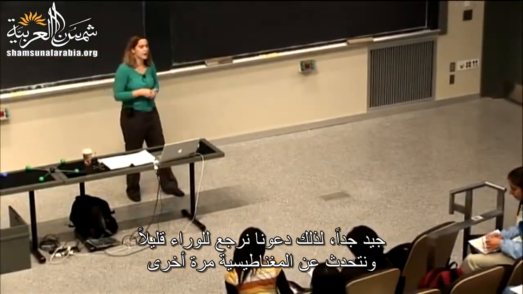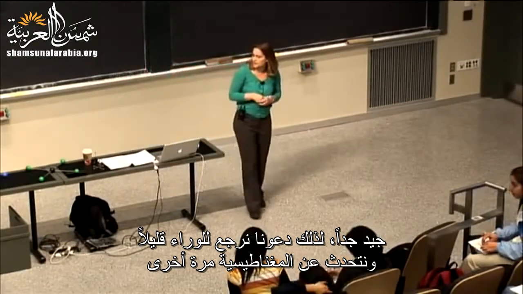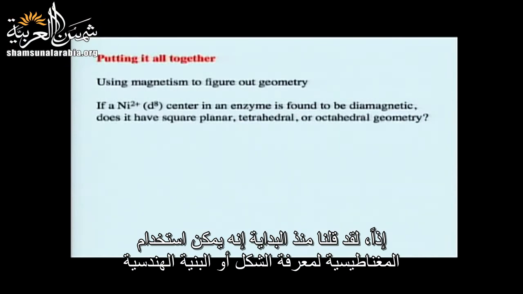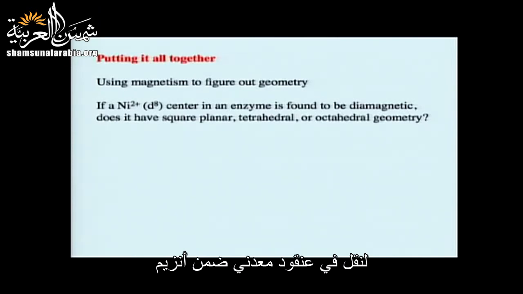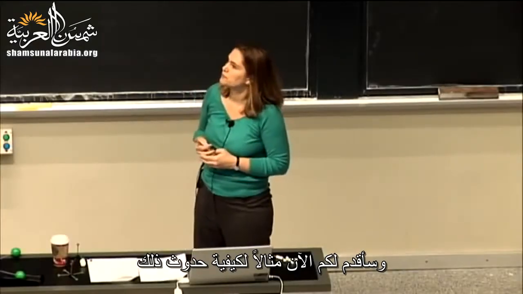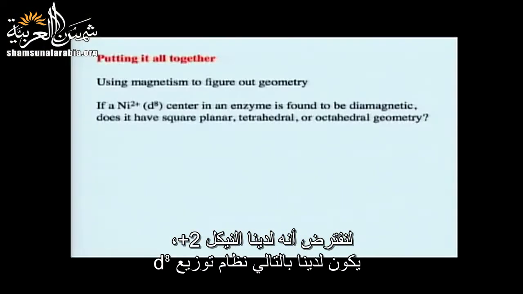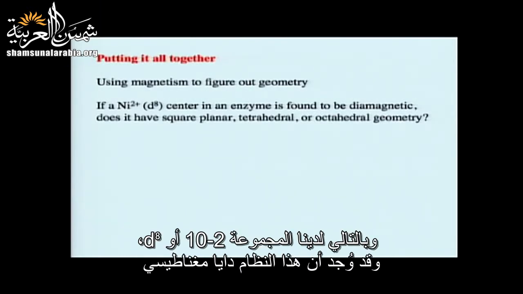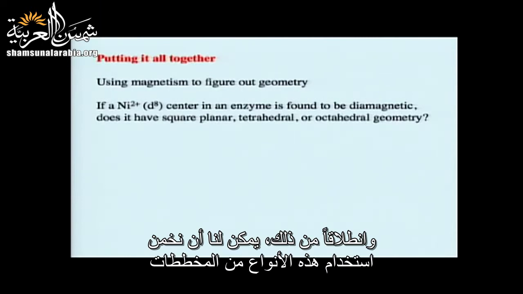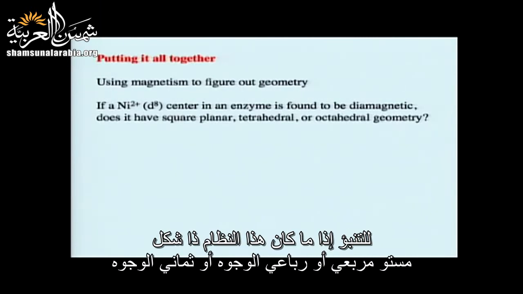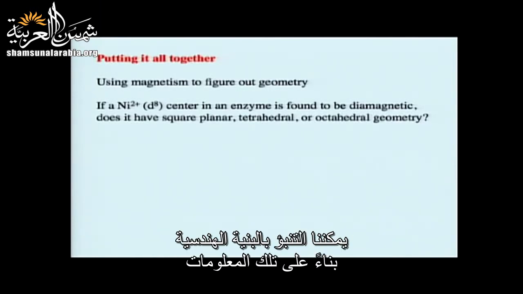All right, so let's come back together now and talk about magnetism again. So we said in the beginning that magnetism can be used to figure out geometry in, say, a metal cluster in an enzyme. And let's give an example of how that could be true. So suppose you have a nickel plus 2 system. So that would be a D8 system. So we have group 10 minus 2, or D8. And it was found to be diamagnetic. And then from that, we may be able to guess, using these kinds of diagrams, whether it has square planar geometry, tetrahedral geometry, or octahedral geometry. We can predict the geometry based on that information.